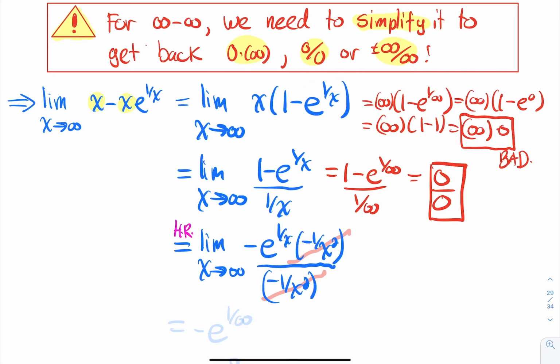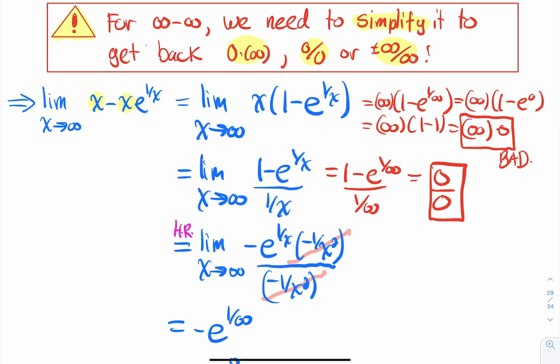Now you replace x by infinity again. So you're going to get minus e to the power 1 over infinity. 1 over infinity is 0. E to the 0 is 1. And you just get minus 1.